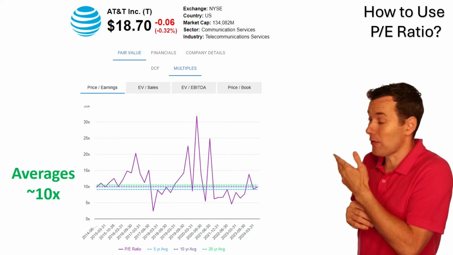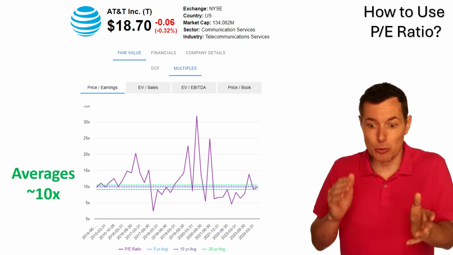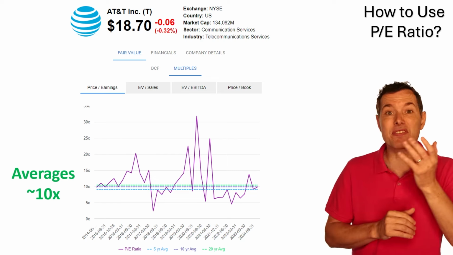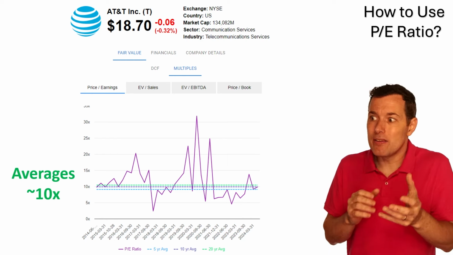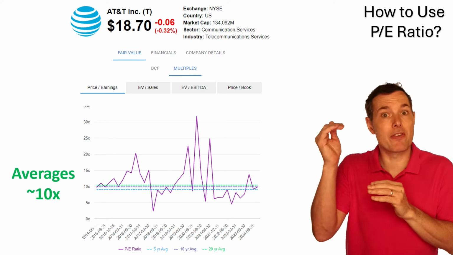I would much rather, in this case, pay about 5x. Now, 5x sounds like a ridiculous steal when you're comparing it to the S&P 500, but compared to their average of 10x, it's on sale, but it's not compared to the 20x.